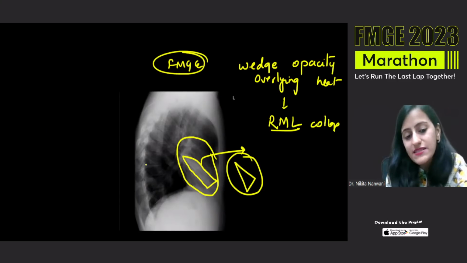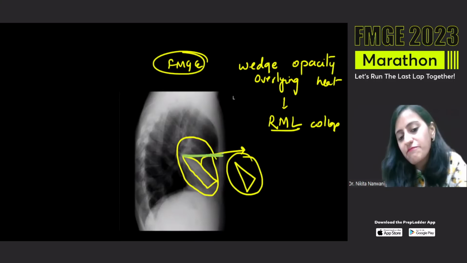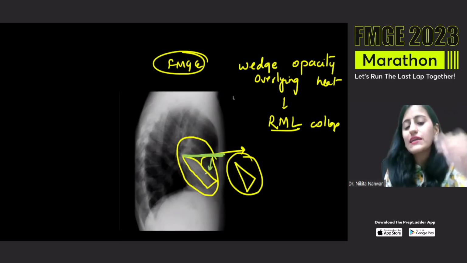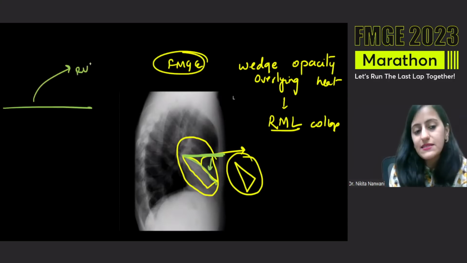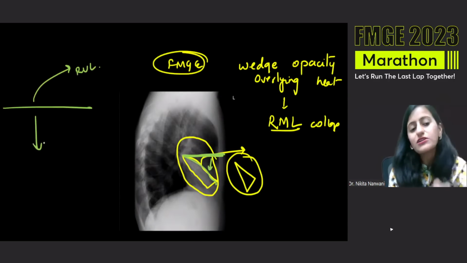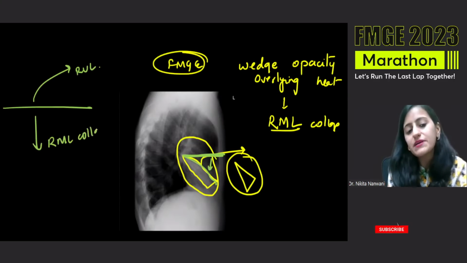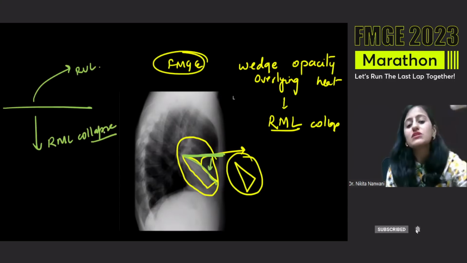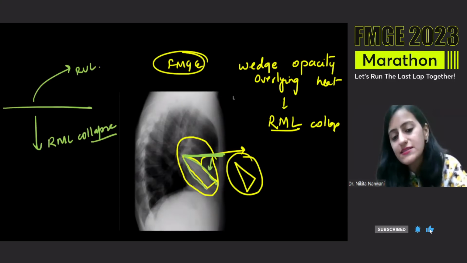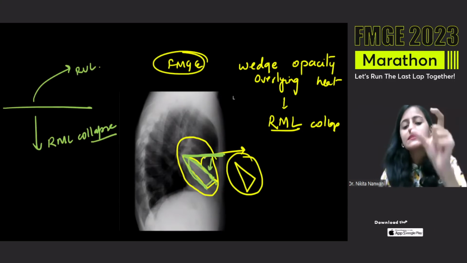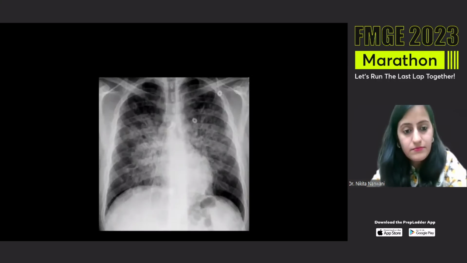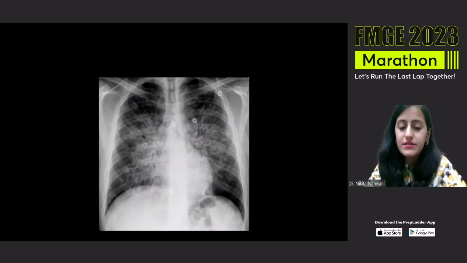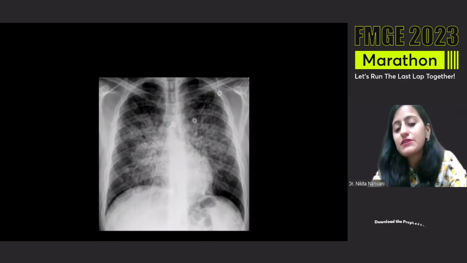Why? What should have been here? The horizontal fissure should have been horizontal. It has gone down. So horizontal fissure going up is the right upper lobe collapse. Horizontal fissure going down is the right middle lobe collapse. That is how we differentiate the upper lobe from the middle lobe. And this is the right middle lobe collapse seen as a wedge shape opacity in the lateral chest radiograph. Okay. Next one, important. What do you think is this image showing?